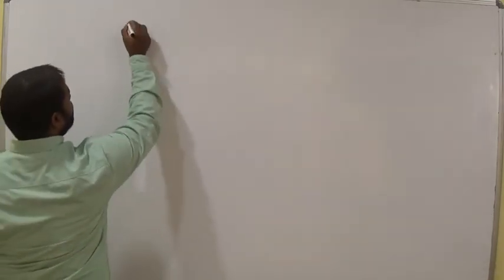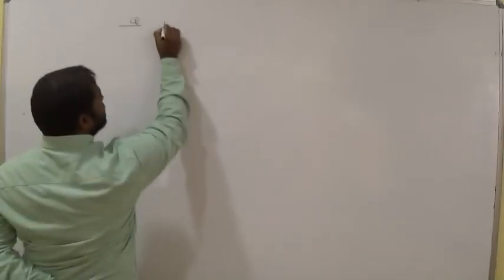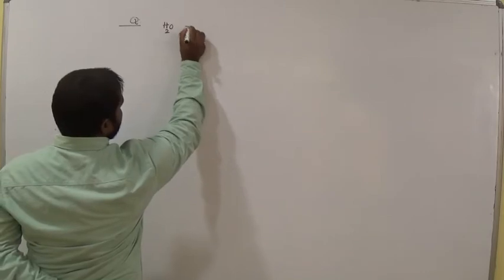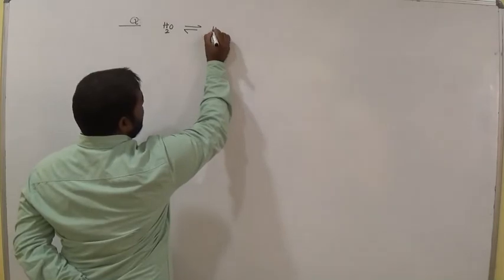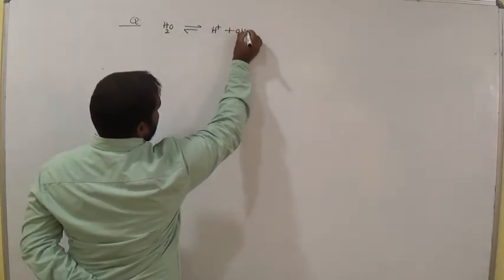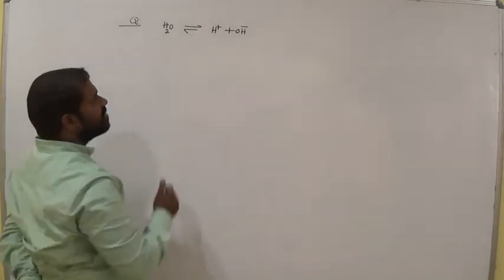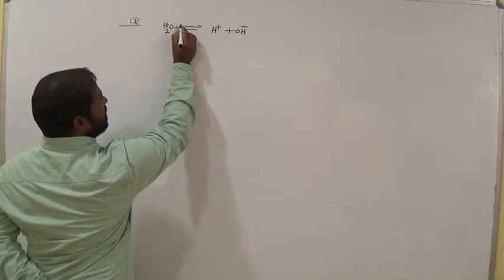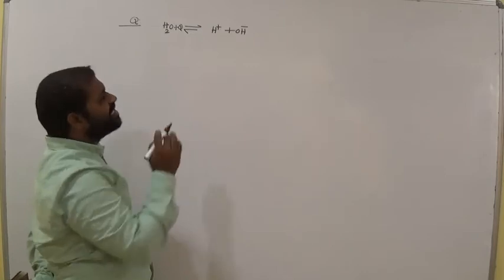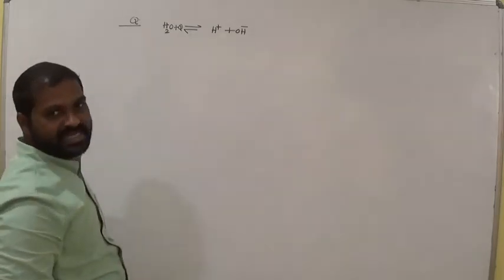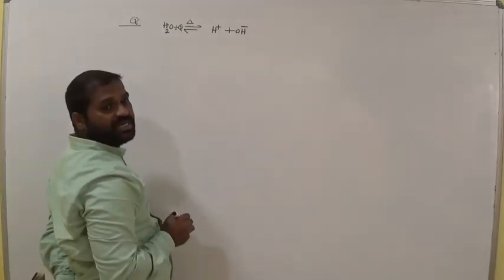Let's see one more question. Simply, the concept is dissociation of water as H plus and OH minus, am I right? Now water undergoes dissociation. That means we offer some heat energy, where Q is heat energy. When we offer some heat energy, it easily undergoes ionization as H plus and OH minus, am I right? The delta symbol means the reaction undergoes heating.